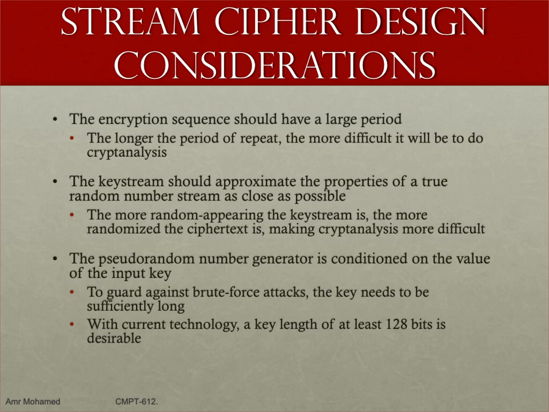The key stream should approximate the properties of a true random number, as we said, which means that it fulfills the two conditions. The pseudo-random number generator is conditioned on the value of the input key. So if you want to increase the length of the generated sequence, increase the length of the key. By increasing the range of the length of the key, you'll be able to generate a longer random sequence.